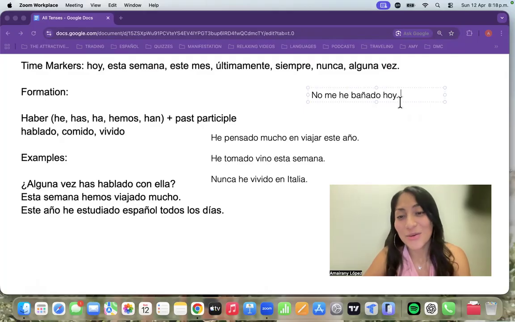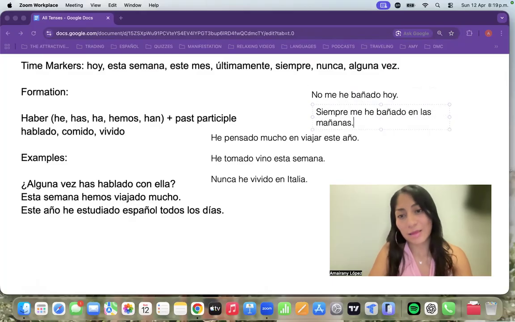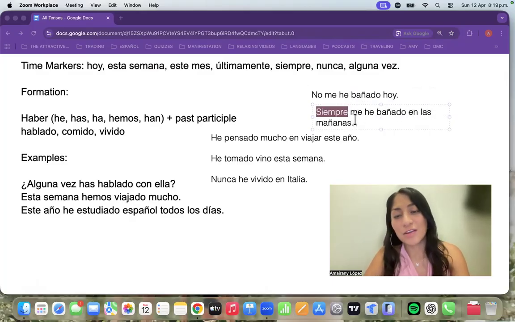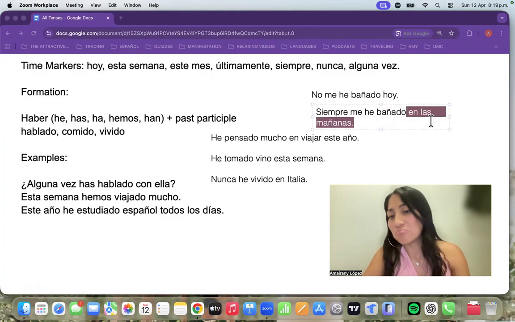Now, that is how you can also use the reflexive verbs for this, okay? So the structure would be, if it's a negative sentence, you're always going to put your no at the beginning. And if it's an adverb of frequency, siempre me he bañado en las mañanas, for example. I have always showered in the mornings. So you're going to put your adverb of frequency first, then your reflexive pronoun, and then your present perfect structure, and then the time, right?